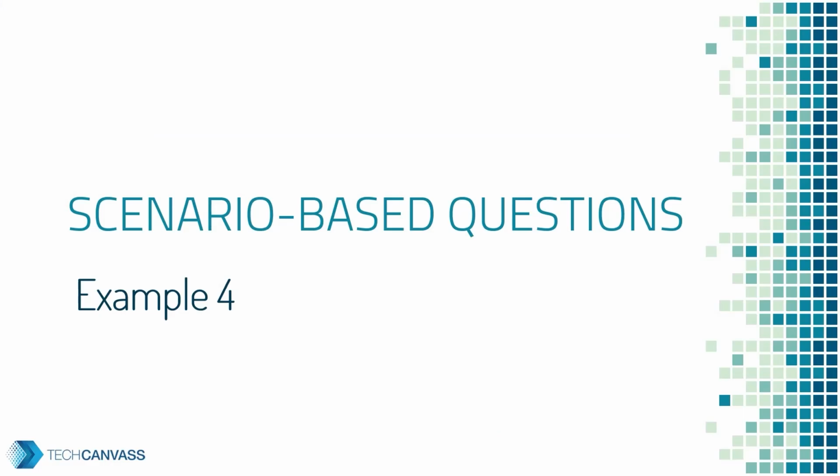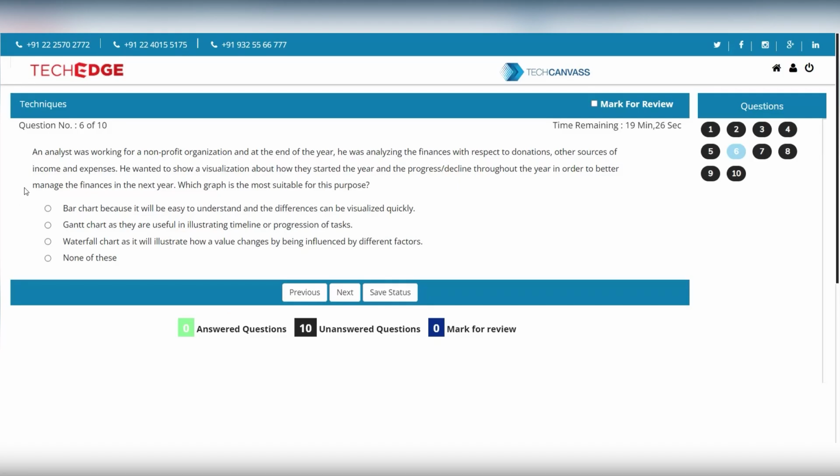Moving on to example 4. Let's read the question. An analyst was working for a non-profit organization, and at the end of the year, he was analyzing the finances with respect to donations, other sources of incomes, and expenses. He wanted to show a visualization about how they started the year and the progress or decline throughout the year in order to better manage the finances in the next year. Which graph is the most suitable for this purpose?